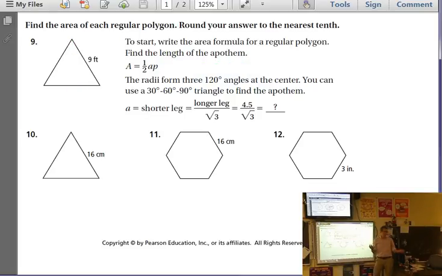Anyone have opinions of what they think is easier? If we solve for the height, we could do 9 squared minus 4.5 squared and take the square root of that. So, I mean, that would be fairly easier. Or it tells me that the apothem is the longer leg divided by radical 3. Carmen? Sure.